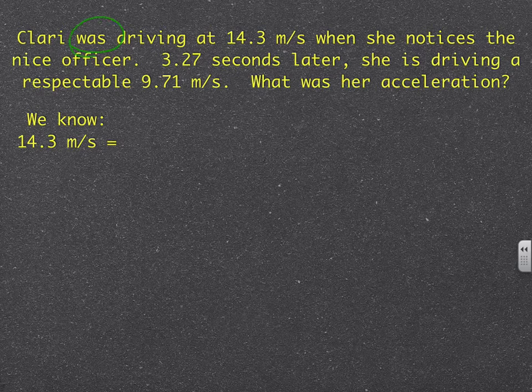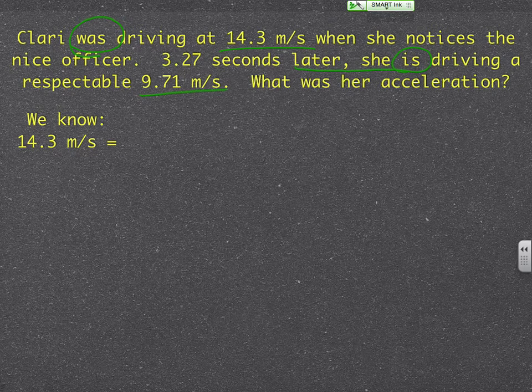Claudia was driving this speed. Later she is driving this speed. See how the language tells you one was in the past and one happened later. Ideally you learned in English class about tenses and stuff like that. So 14.3 is clearly our initial velocity. That's the speed that happens before she sees the cop. The cop is what changes everything. So that's before the change, and then later there's going to be an after the change.